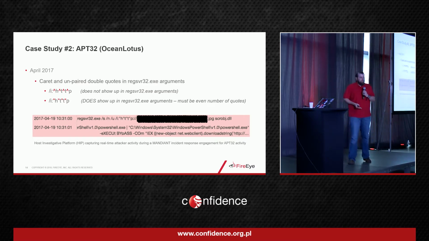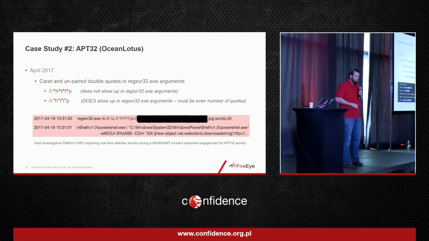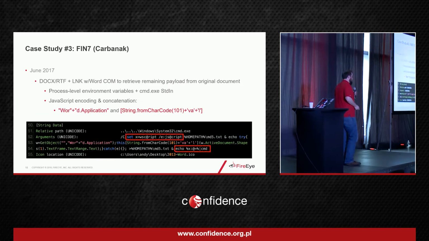Well, APT32 apparently heeded somebody's advice and started using double quotes. In this case, it was to break up defenders' arguments for the regsvr32 Squiblydoo technique discovered by Casey Smith. They realized a lot of defenders were looking for /i:http, and so they broke it up first with carets and then with double quotes. Pretty cool. The last one is from a financial group named FIN7, also known as Carbanak.